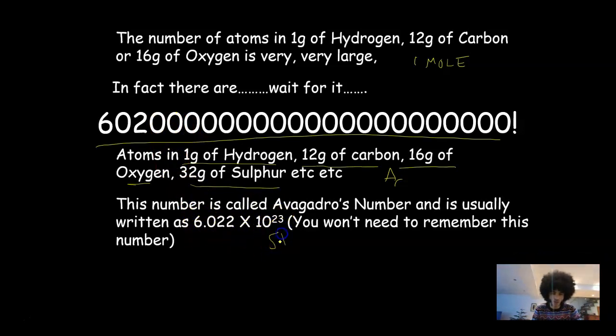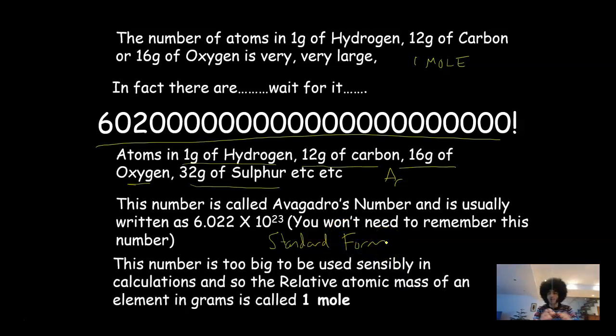Basically, it's standard form, all right, because it's so big. So when you're doing calculations with regards to moles, you'll often be asked to do it in standard form because the numbers are so big, all right? Now, the number is too big to be used sensibly. So you often don't say, oh, I've got 6.022 times 10 to the 23 atoms of hydrogen. You never do that because it's ridiculous. It's much easier to say I've got a mole of hydrogen, or I've got 5 moles of chlorine, or 6 moles of carbon, whatever. That's a much easier way of doing it.